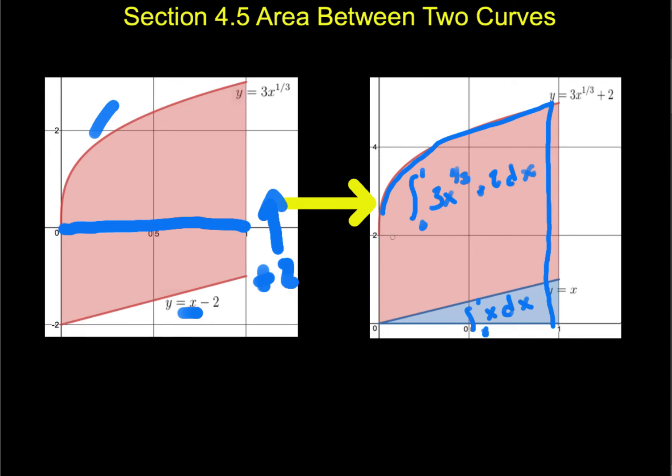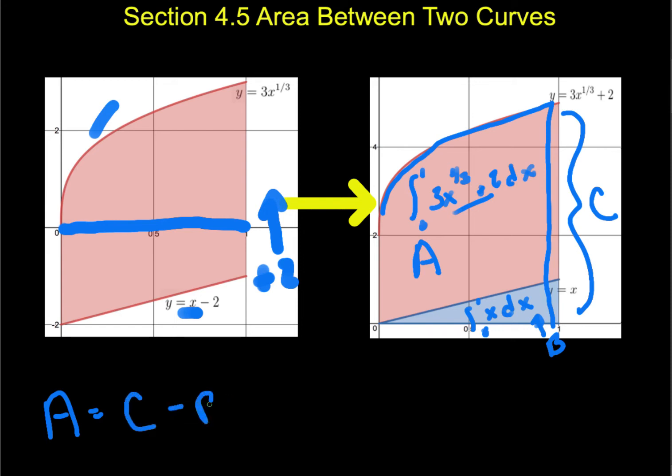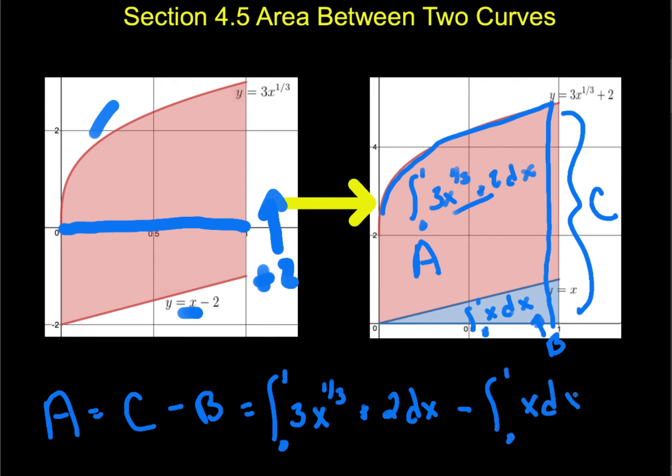What is that area? So let's call these things. Let's say the whole area we'll call C. That's what this integral is. This gives us C. We'll call the area we're after A, and we'll call this area B. And so we get that A, the area we're after, is equal to C minus B. And C is the integral from 0 to 1 of 3x to the 1/3 plus 2. That's C. And then B is this integral, 0 to 1, x dx.